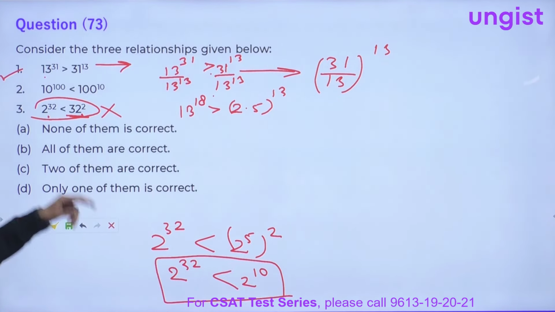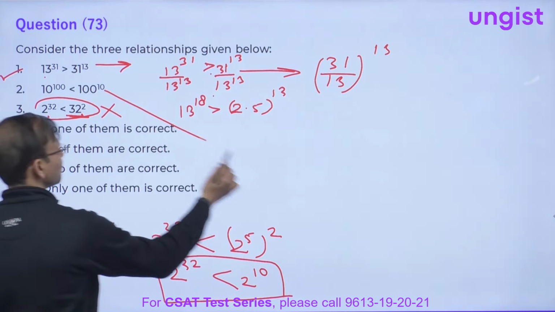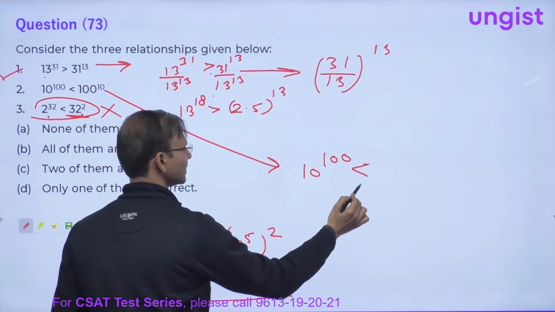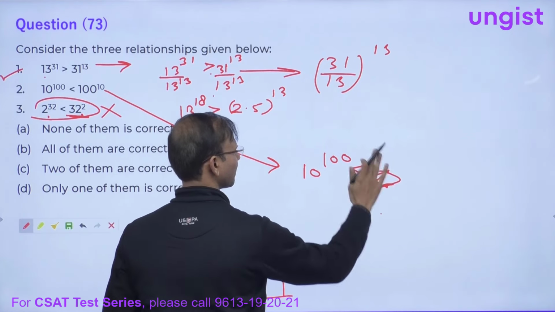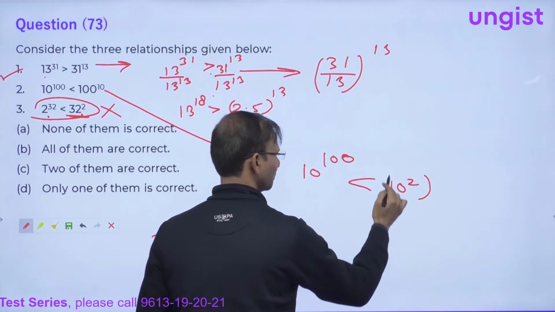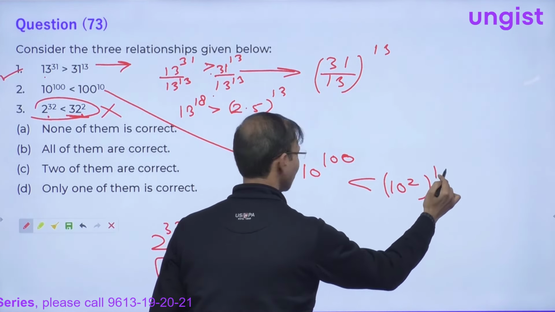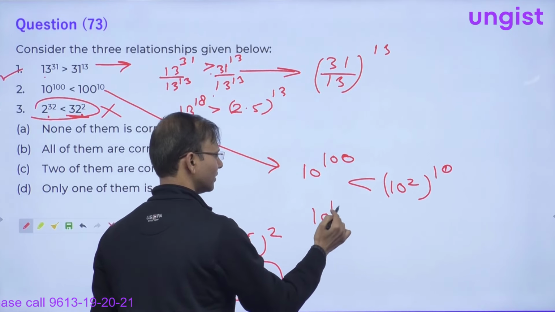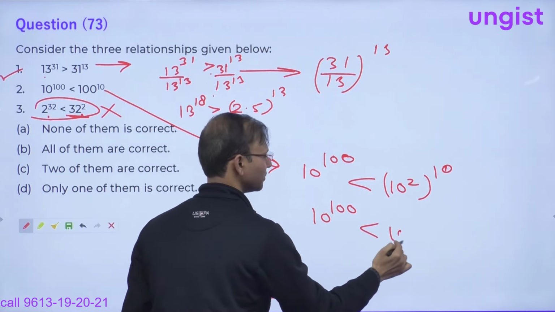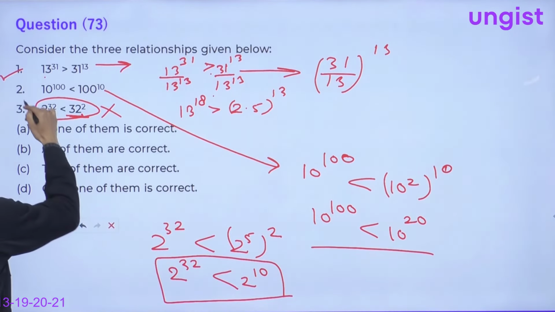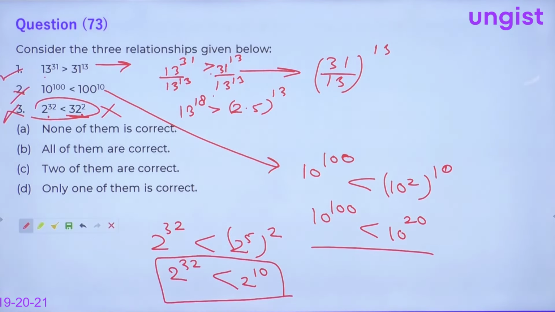After that, come to this. Guys, this is 10 to the power 100 less than, sorry, less than 10 squared to the power 10, so 10 to the power 20. So 10 to the power 100 is less than 10 to the power 20. Is it? Not correct. Right? Only one of them is correct.